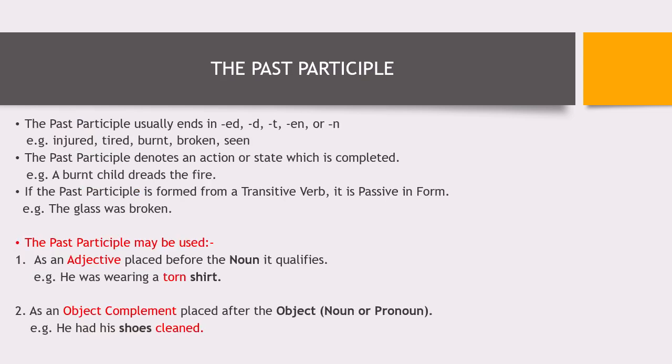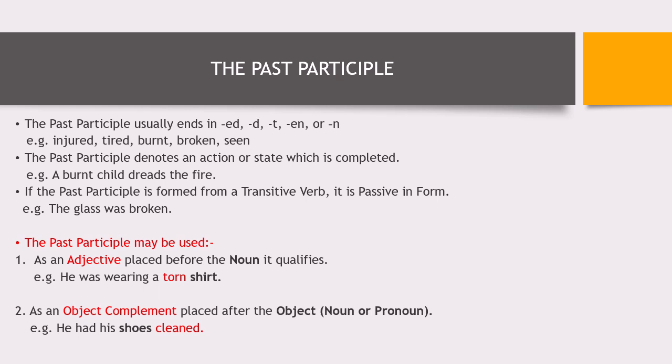The past participle. The past participle usually ends in ed, d, t, e, n, or en. For example, injured, tired, burnt, broken, seen. The past participle denotes an action or state which is completed. For example, a burnt child dreads the fire. If the past participle is formed from a transitive verb, it is passive in form. For example, the glass was broken.